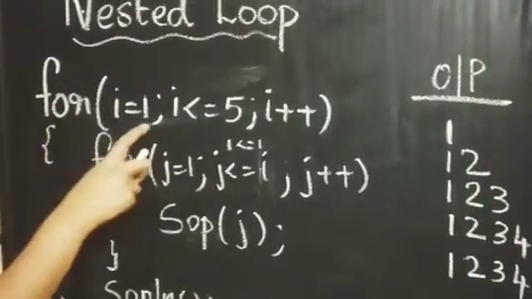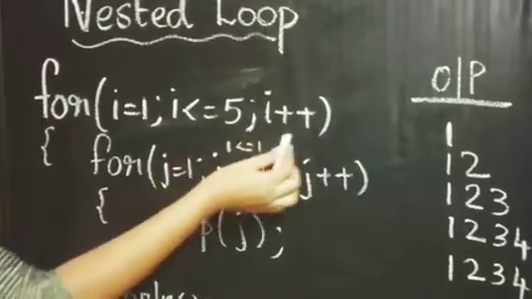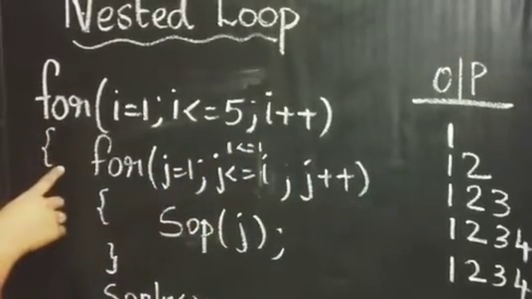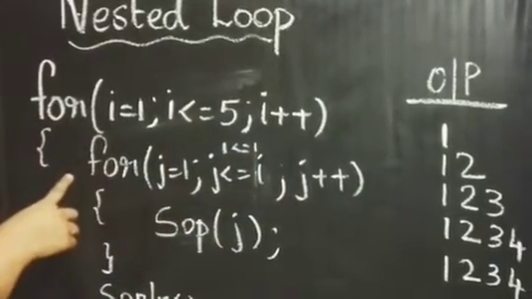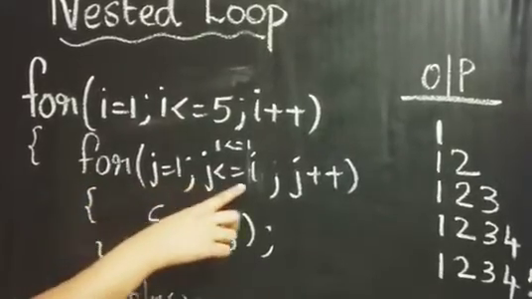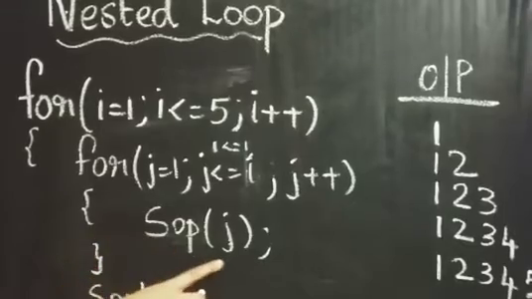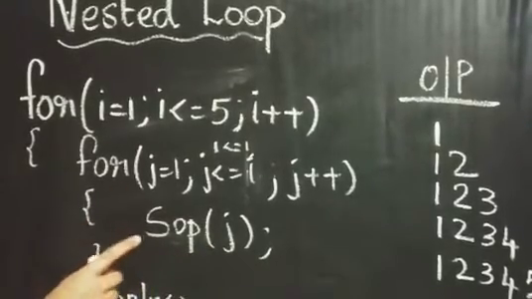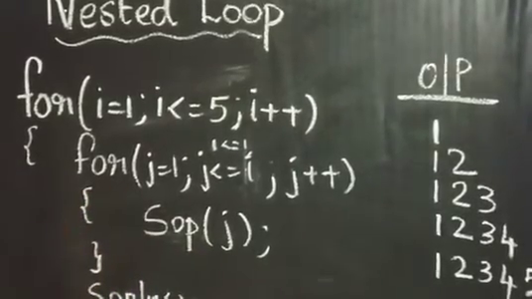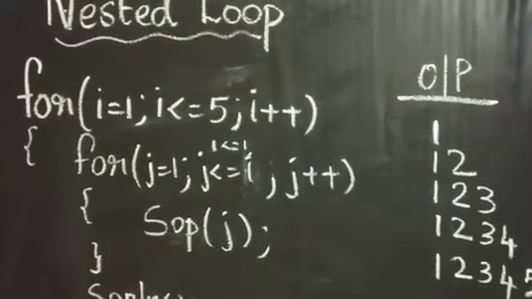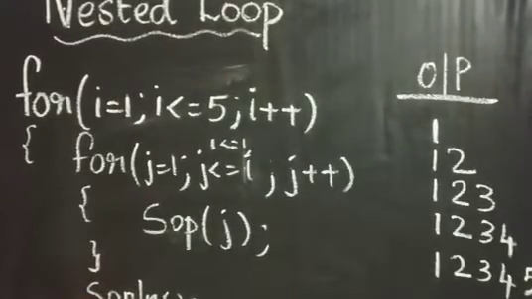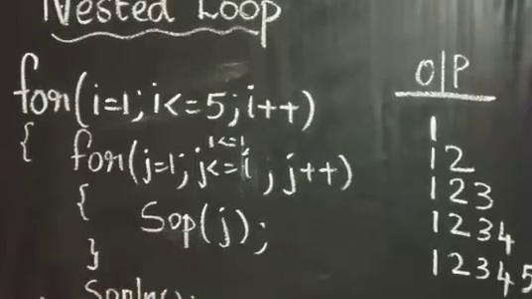So for I is equal to 1, I less than or equal to 5, I plus plus. Inside the I loop you have one more for loop, that is nested loop. So j is equal to 1, j less than or equal to I, j plus plus. Then SOP of j, that is inside the j loop. Then again outside you have SOP ln, system.out.println. So this particular statement makes the cursor to come down.